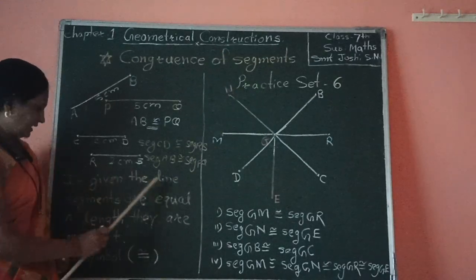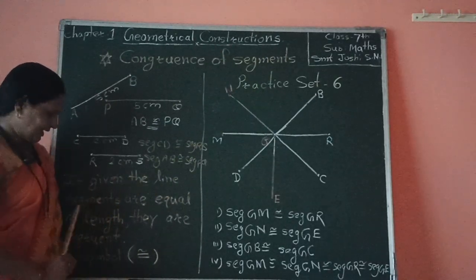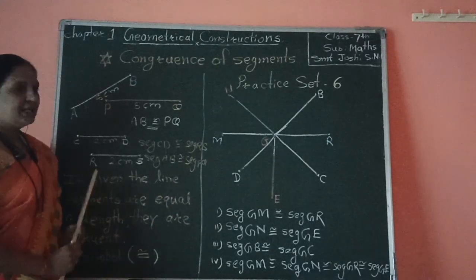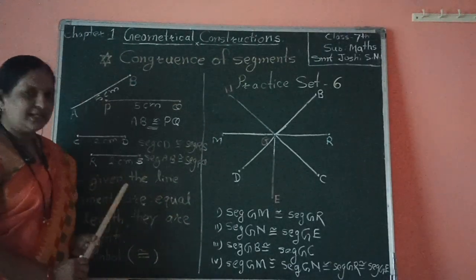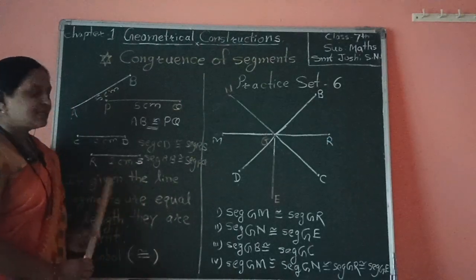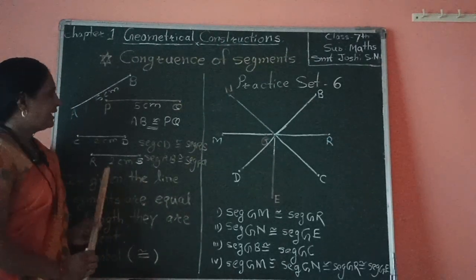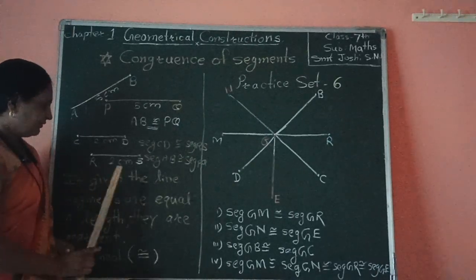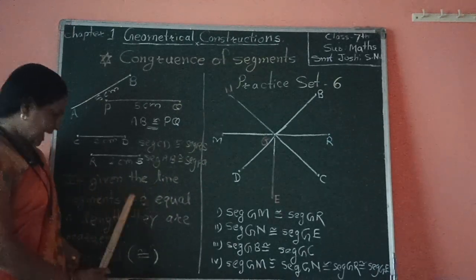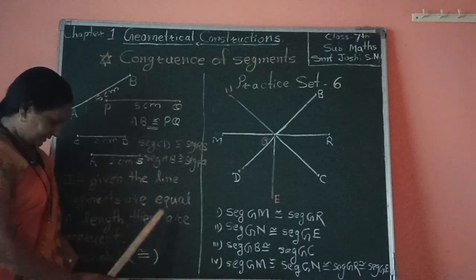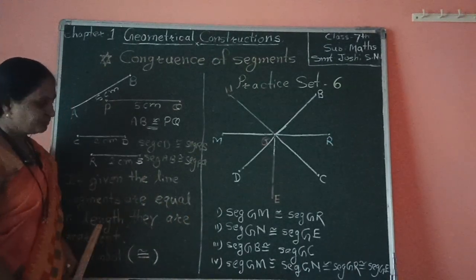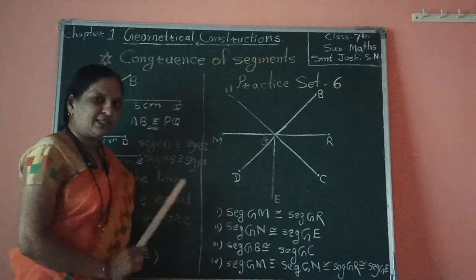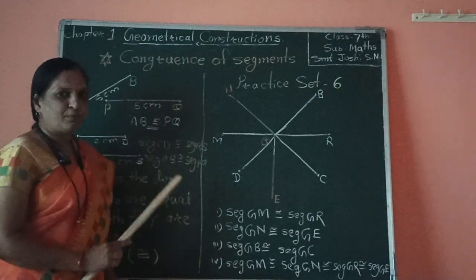If the given line segments are equal in length, they are congruent. जेव्हा दिलेल्या रेषाखंडाची लांबी ही समान असते तेव्हा ते रेषाखंड एकरूप असतात. If the given line segments are equal in length, they are congruent. जेव्हा रेषाखंडांची लांबी समान असते तेव्हा रेषाखंड एकरूप असतात.